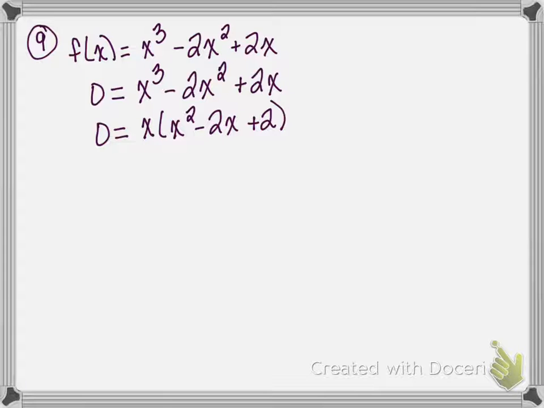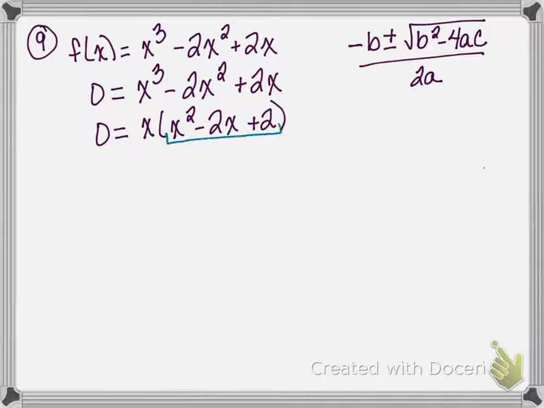So we are going to have to use the quadratic formula, and that is negative b plus or minus the square root of b squared minus 4ac all over 2a. Now, we are only focusing on this part right here, okay? We've already pulled x out, and we can decide that x equals 0. I'm focusing on the quadratic part of this, the x squared minus 2x plus 2. So my a value here is positive 1. My b value here is negative 2. And my c value here is positive 2.